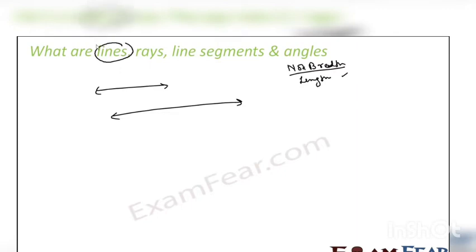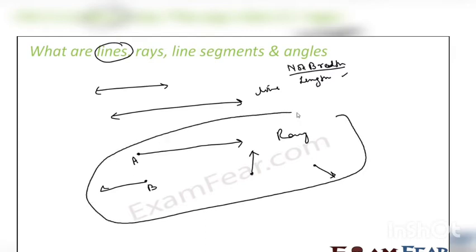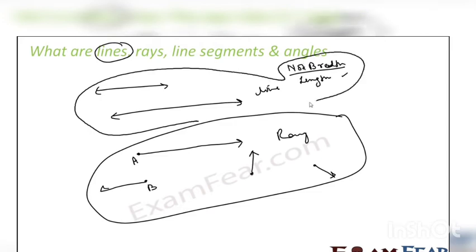Suppose I fix a line at one point, for example point A, and then I extend in the right direction. This is a ray. Or if there is a point B, I can extend in this direction, or in this direction. All these are rays.